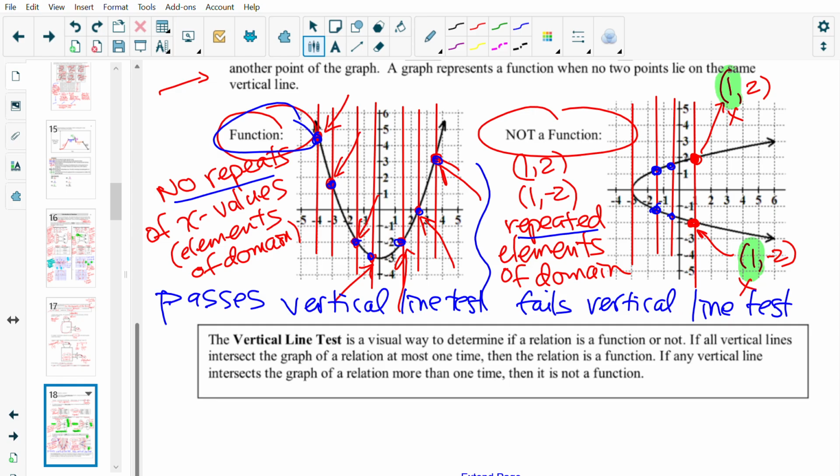All right, so vertical line test is a visual way, and it's a fast way to determine if a relation is a function or not. If all vertical lines intersect the graph of a relation at most one time, then it is a function. If any vertical line intersects the graph of a relation more than one time, then it is not a function. So this is a VLT, vertical line test. This is a quick, easy way to determine from a graph, is it a function or not?